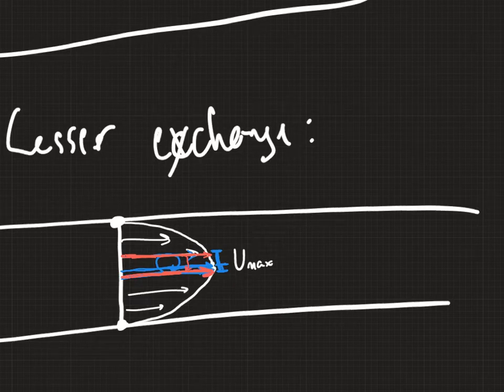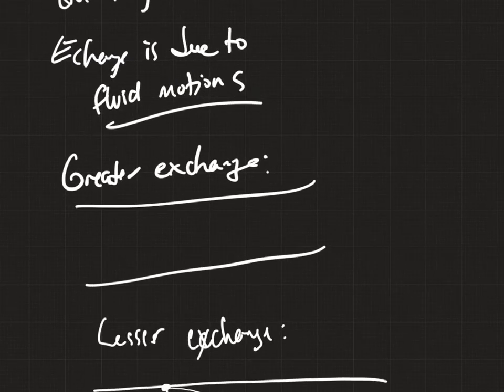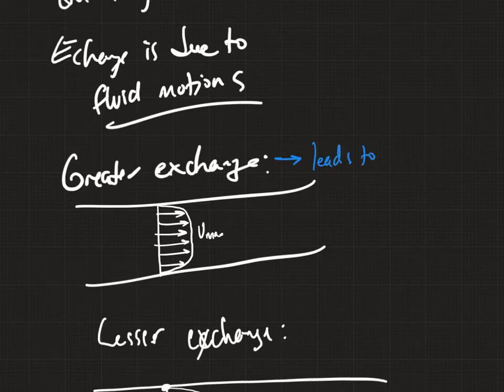So what ends up happening, if we draw this over here, is we end up having a more uniform velocity profile. It looks like this, with this being U max. And so all through this middle area, the greater exchange leads to a more uniform velocity profile. All in this middle area, the velocity is almost at that maximum velocity.